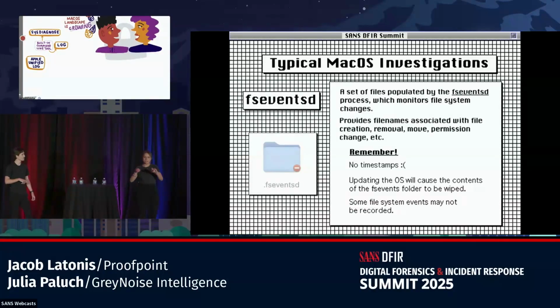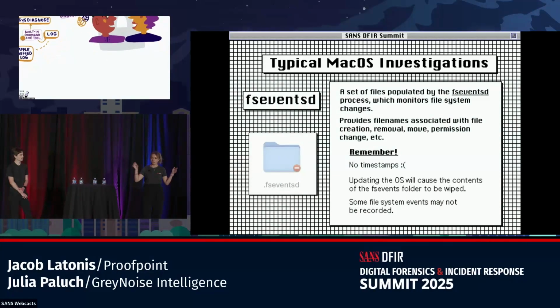The last one I want to talk about is FSEventsD. So FSEventsD is a process that monitors file system changes. So it monitors file creation, file rename, moving a file, changing the permissions on a file. And these events are contained within a bunch of these little files within this .fseventsd folder.